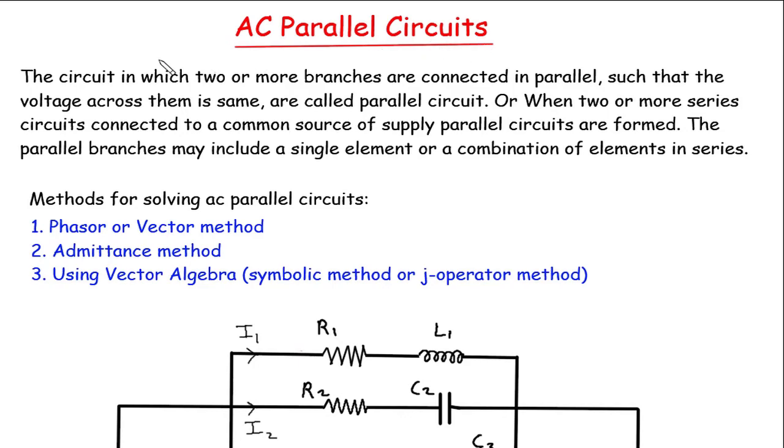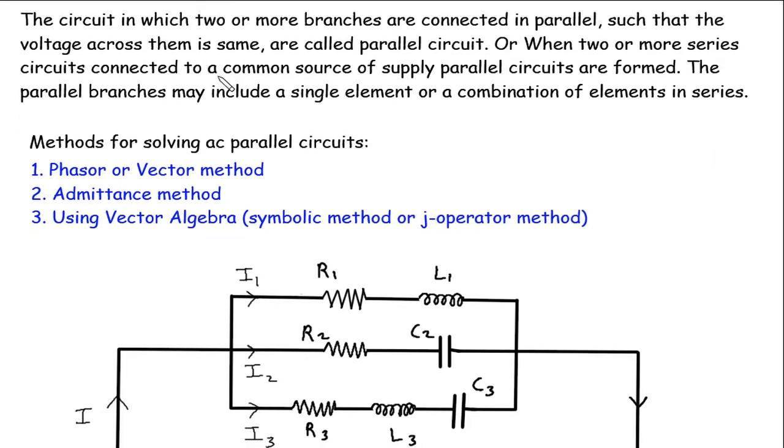AC parallel circuits. The circuit in which two or more branches are connected in parallel such that the voltage across them is same are called parallel circuit. Or when two or more series circuits are connected to a common source of supply, parallel circuits are formed. The parallel branches may include a single element or a combination of elements in series. Now in case of parallel circuit, the branches will have same voltage across them.